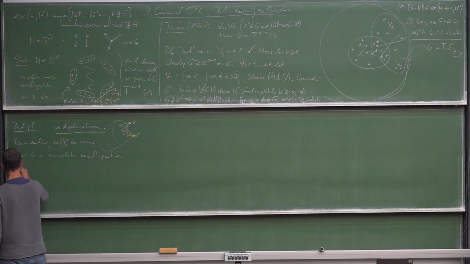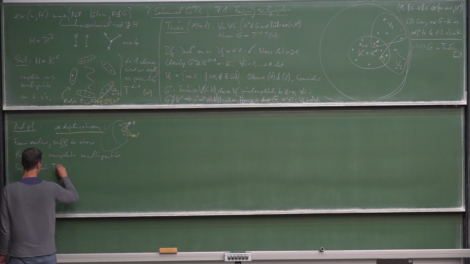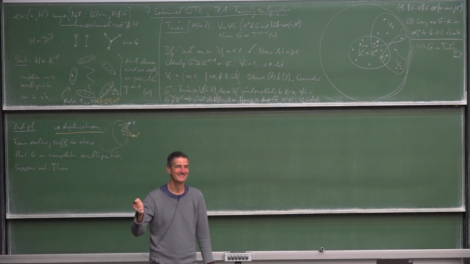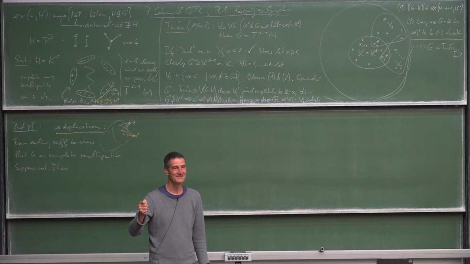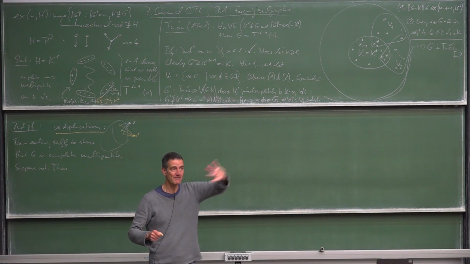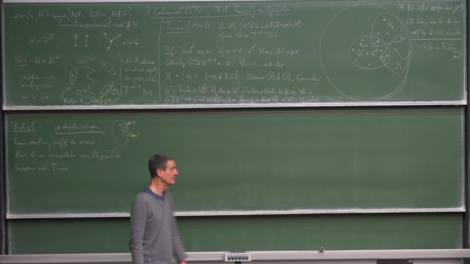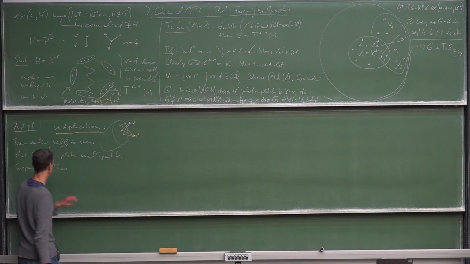Suppose not, then what does your memory say? Third time we have this. Stupid reformulation of not being complete multipartite. Then non-adjacency is not an equivalence relation. Right? In a complete multipartite graph, non-adjacency is an equivalence relation because you have these equivalence classes. Okay, if G is not complete multipartite, then non-adjacency is not an equivalence relation.